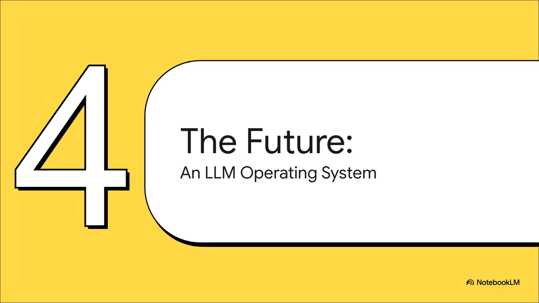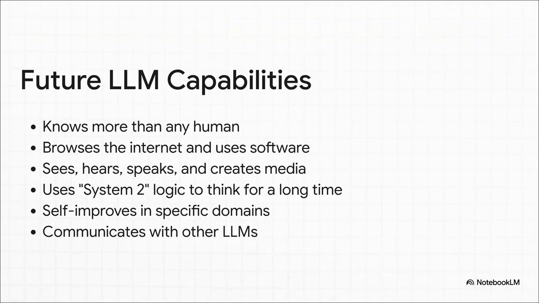Well, the vision that's really starting to take shape is for something people are calling an LLM operating system. Imagine this: a single AI that knows more than any human being. An AI that doesn't just talk to you, but can go browse the web for you, use your software for you, and actually get things done. It would see, hear, speak, and create. It could use that new System 2 logic to think about a complex problem for hours, or even cooperate with other AIs to solve it. This is the vision, a universal interface for our entire digital lives.